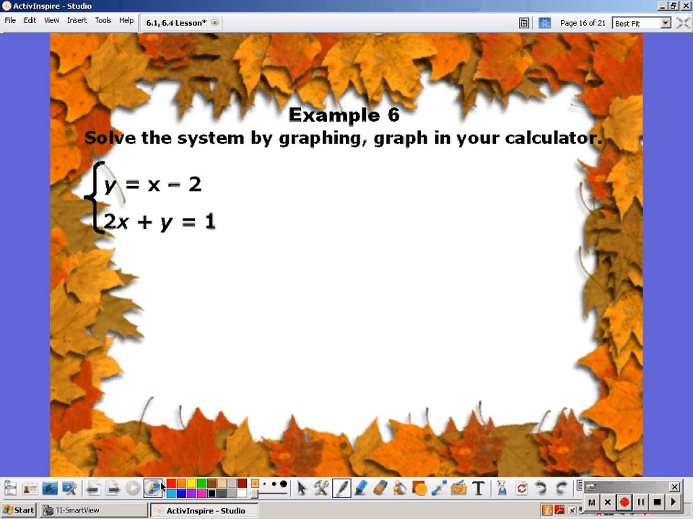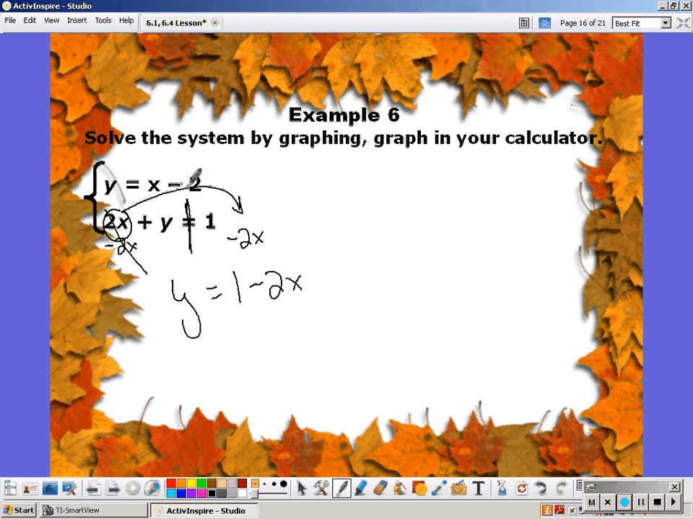Try another one. Okay, so we got to do this one. They both have to be solved for y. So that one's already solved for y, no big deal. Let's solve this one for y. Okay, we want the y to be by itself on the left side of the equal sign. So that 2x has to move over. It's positive now, so it moves by subtracting it on both sides. So y equals 1 minus 2x.